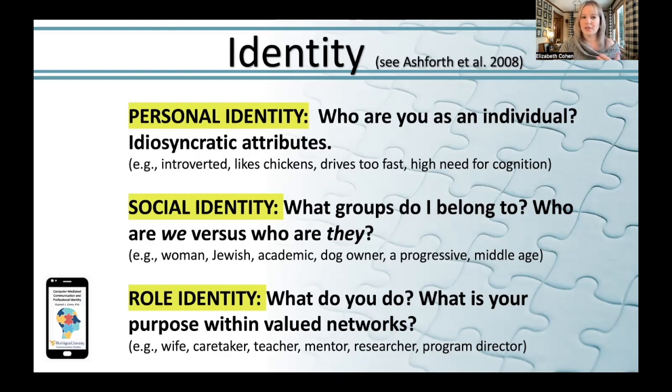So the first thing, and I think this is probably the definition that most people think about when they say the word identity, is personal identity. This is, who are you as an individual? The things that make you a unique person. You can tell these are definitely my examples: I'm introverted. I like chickens. I drive too fast. I have a high need for cognition. These are all things that make me who I am as an individual.